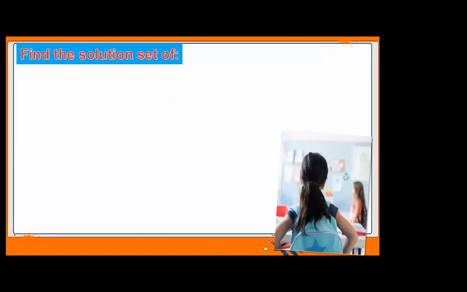Find the solution set of. Students, we have completed exercise 4.3. Now we are going to start exercise 4.4 together. So in exercise 4.4, let's discuss the question. Find the solution set of. We have to find the solution set of. The question is x minus 3 is less than 2. X minus 3 is less than 2.